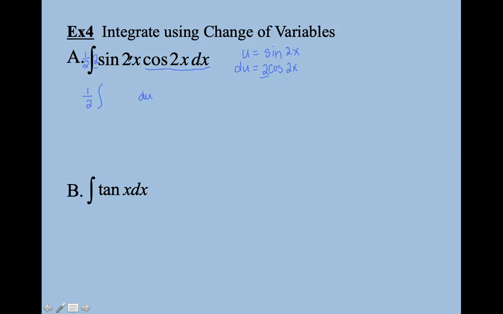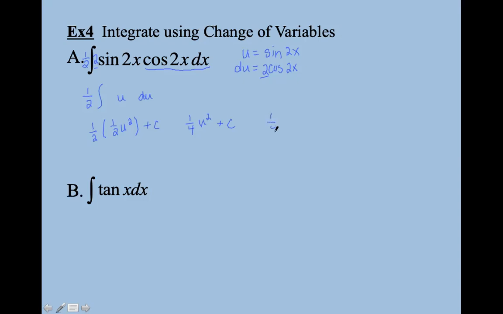All right, so all of that is my du, and my u is sine of 2x. So we have u du. The antiderivative of u would be 1/2 u squared. So I have 1/2 times 1/2 u squared, plus c, or 1/4 u squared plus c. And then just remember, when you do this change of variables, you need to change back unless it's a definite integral. This is an indefinite integral, so I need to substitute back for my u.